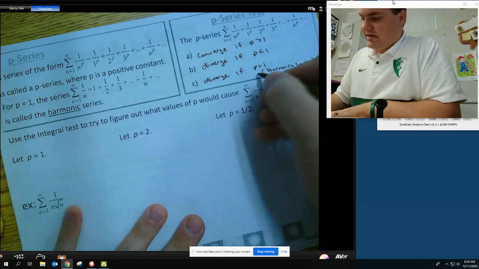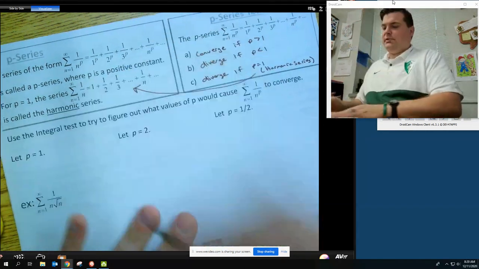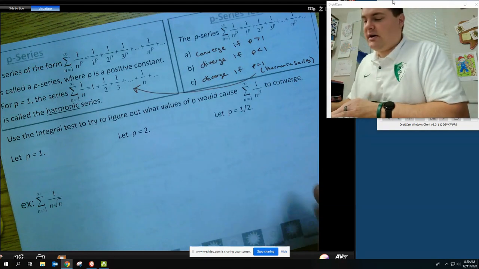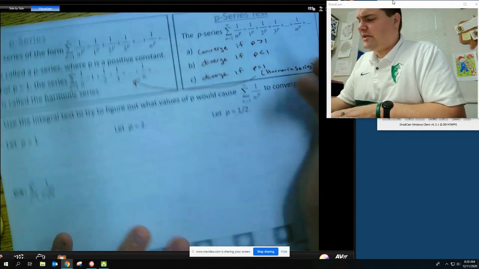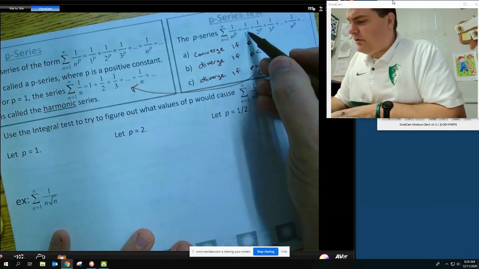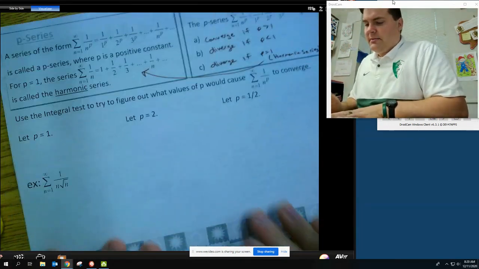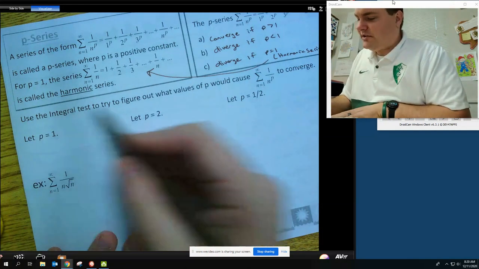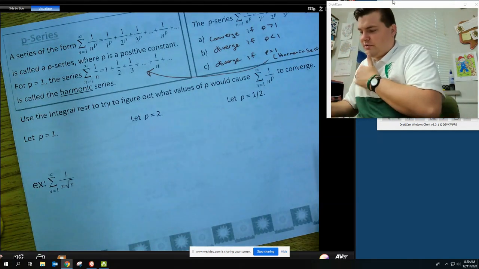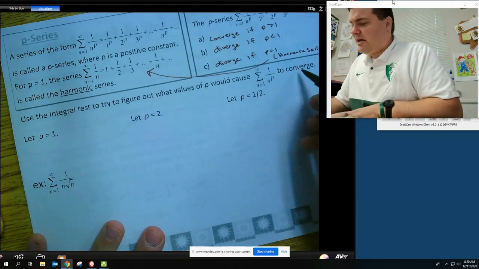All right, and that right there is when you do 1 plus 1/2 plus 1/3. It actually does not converge. That actually diverges here. That should make sense, because if we have a really, really large power, we're going to get closer and closer to 0 very quickly. So this is just saying use the integral test to try to figure out what values would cause 1 over n to the p to converge.